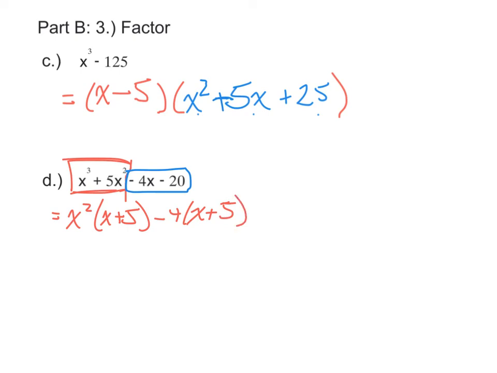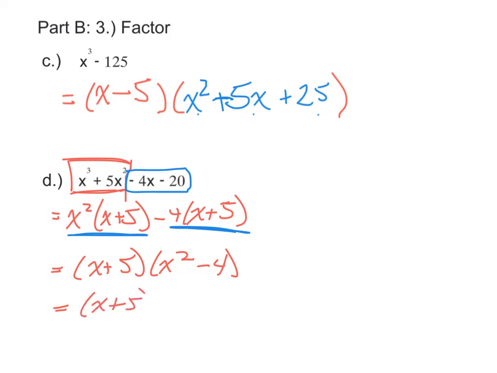So we just went from a polynomial that had 4 terms to a polynomial with 2 terms, this term and this one. Each of these 2 terms contain a common factor, that being x plus 5. When I factor out an x plus 5 out of the first term, I'm left with x squared. When I factor it out of the second term, I'm left with minus 4. So we can go back and factor that quadratic, the x squared minus 4, into x plus 2 and x minus 2.